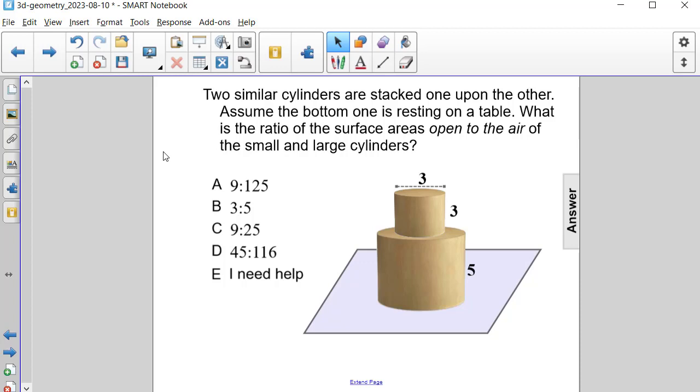Two similar cylinders are stacked one upon the other. Assume the bottom one is resting on a table. What is the ratio of the surface areas open to the air of the small and large cylinders?